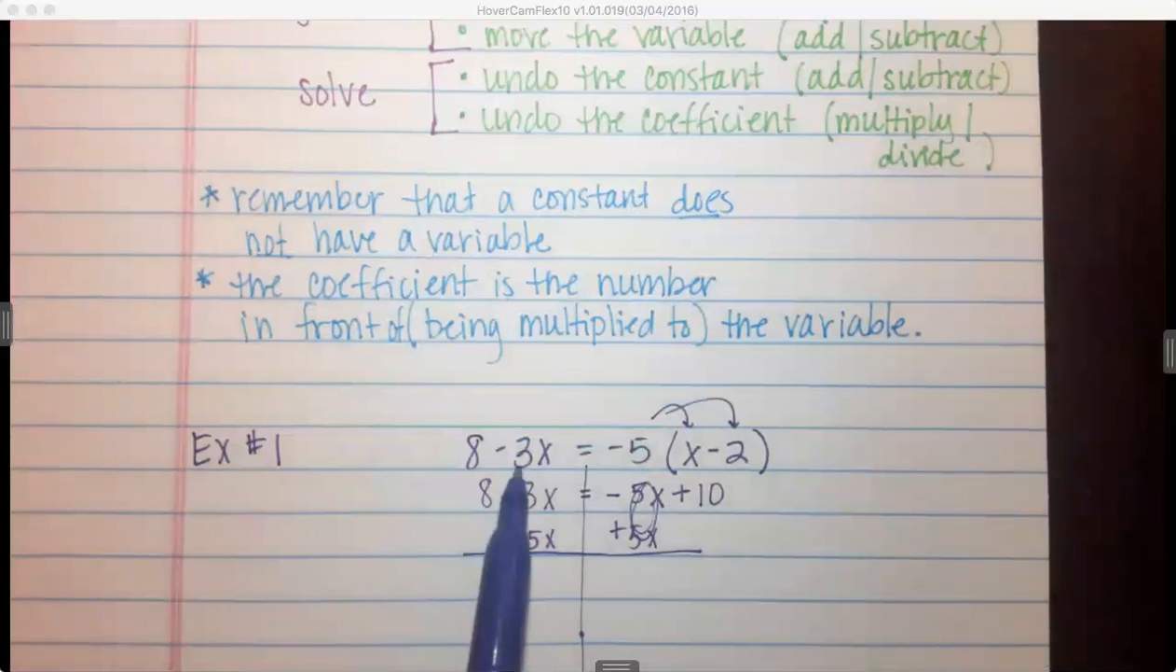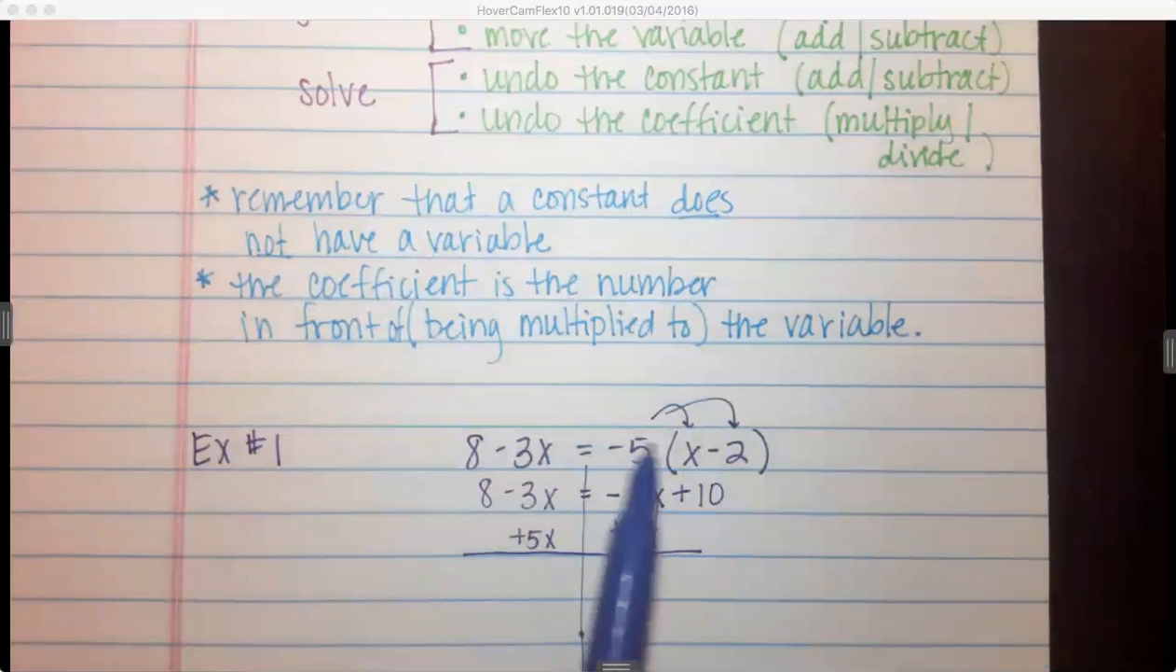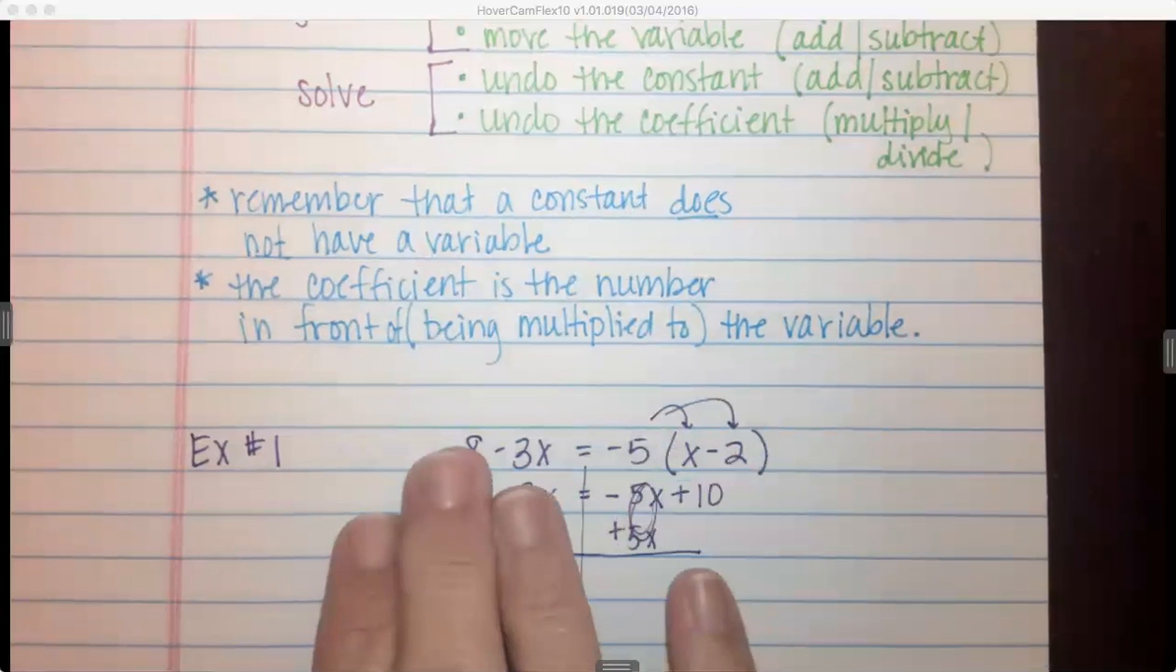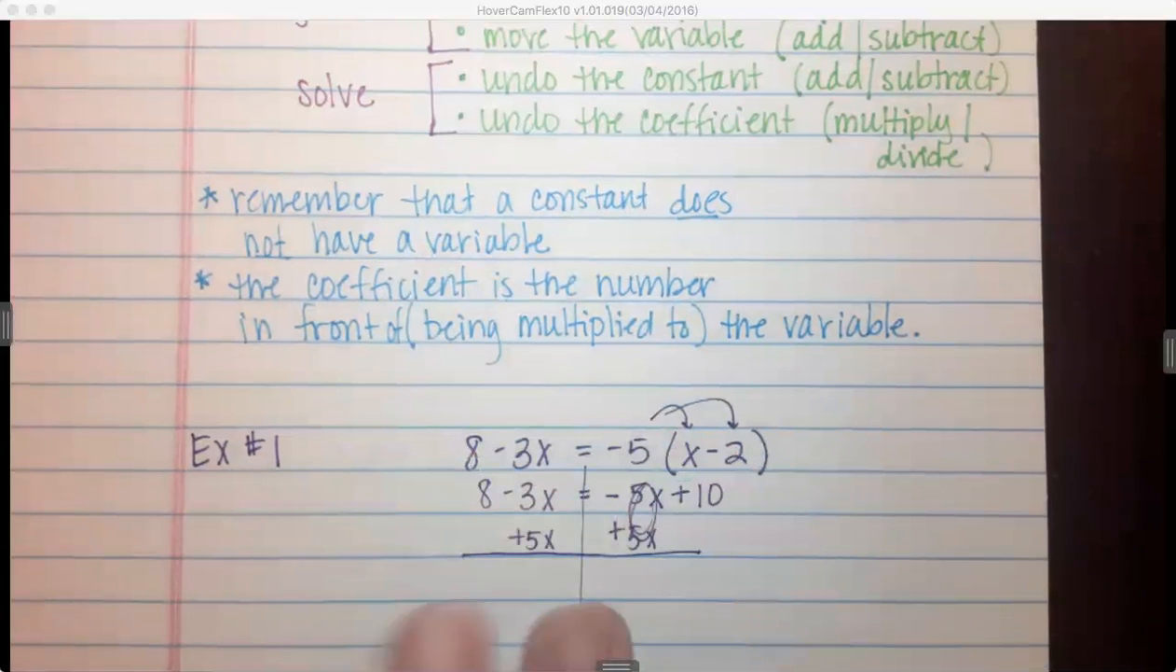We had 8 minus 3x equals negative 5 times x minus 2. I don't see any fractions, but I do see distribution. So I'm going to distribute negative 5 times x and get negative 5x, and negative 5 times negative 2 and get plus 10. Now, I don't see any combining like terms on either side. So over here, no combining. Over here, no combining. So now I'm moving the variable.